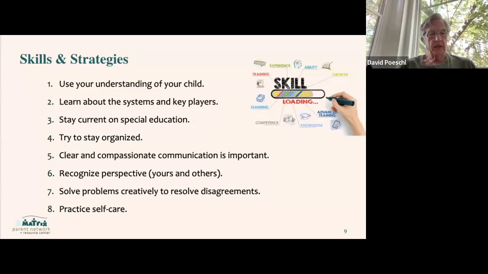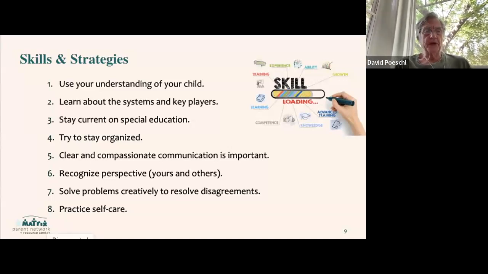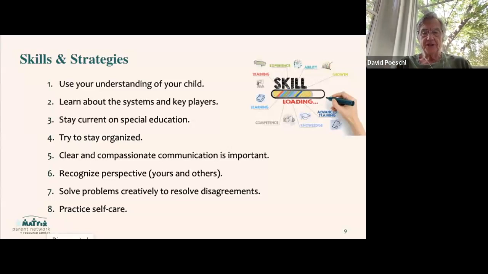Learn about systems and the key players. First, in a district, who's in charge of special education in your district, at your school?